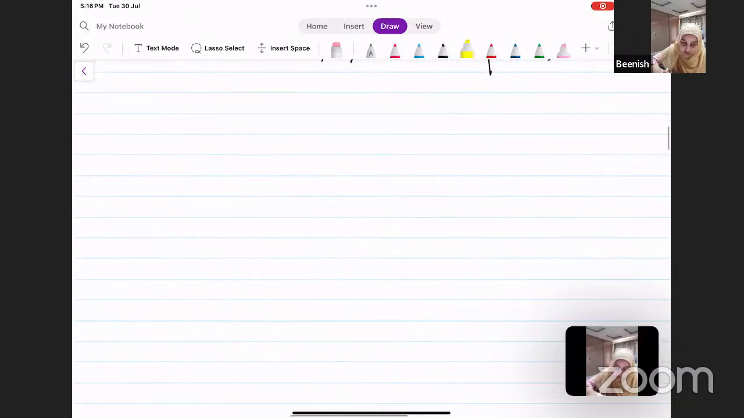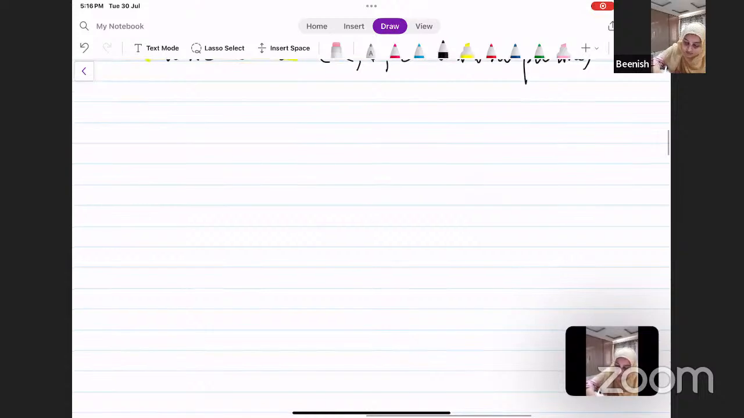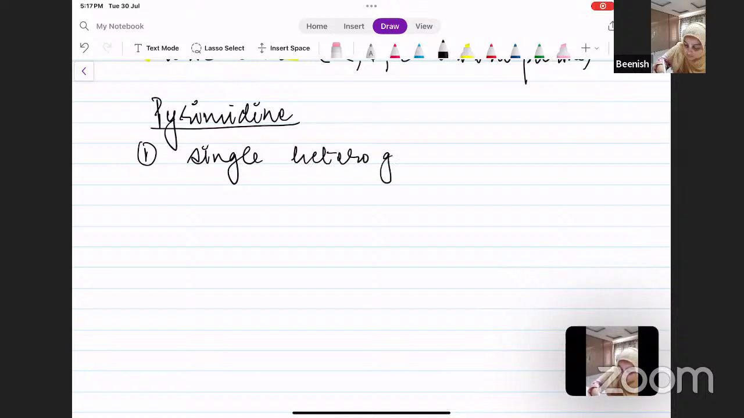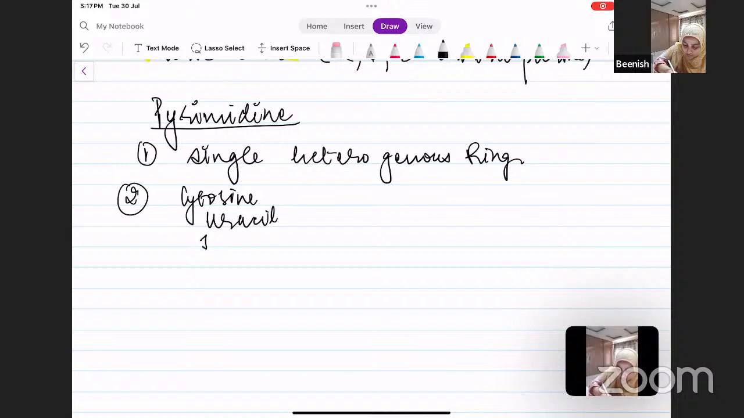Now moving on to the next nitrogenous base, that is pyrimidine. Your pyrimidine has a single heterocyclic ring. And how are you going to remember this? Pyrimidine is a lengthy word, but it has a single ring. Purine is a short word, but it has two rings. Now your common pyrimidines are your cytosine, your uracil, and your thymine.